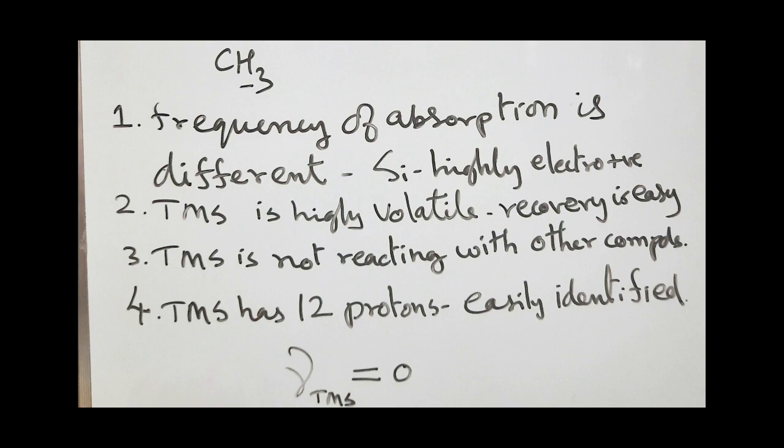Suppose you want to recover the organic compound after recording the NMR spectrum. The compound is dissolved in a volatile solvent, and it can be recovered from the solvent by vaporization. If the compounds are highly volatile, you can easily recover them. So TMS is highly volatile. It can be easily vaporized, so the organic compound for which you want to record the NMR spectrum can be easily recovered.